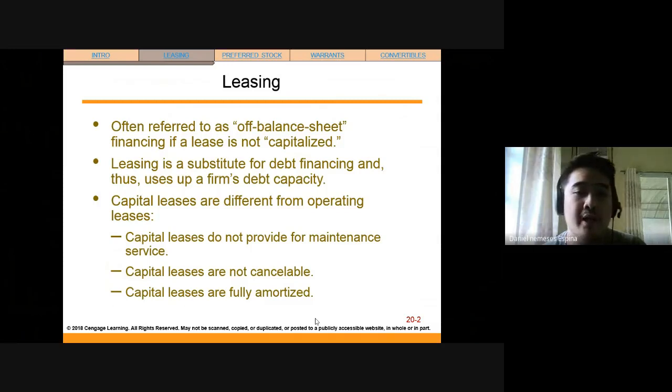So in leasing, there is really no interest. Although some do have interest, however, it's very seldom that the rental includes interest expense. Whereas in debt financing, aside from the acquisition cost, you are also going to pay the interest expense.